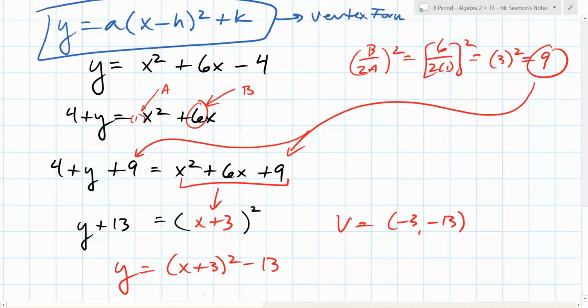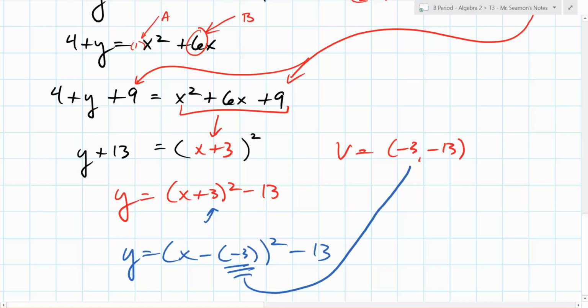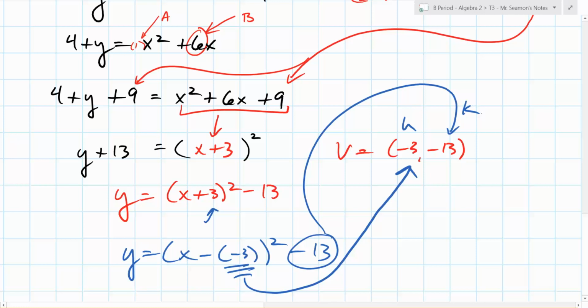So here, what is this actually written as? If you wanted to write it, y equals x minus negative 3 squared minus 13. This right here is h. That's h. And this right here is what? K. So if you put it into vertex form, you can find the vertex.